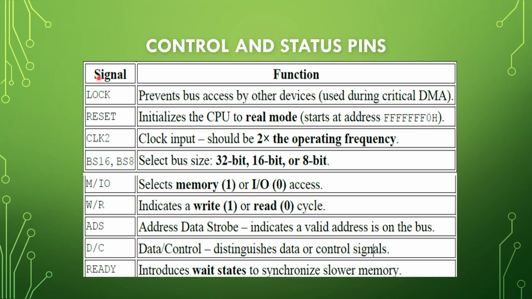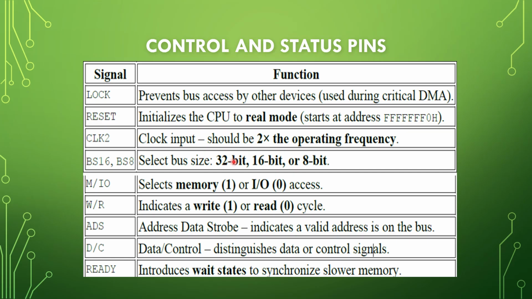As you can see in this video, these are the various control and status pins which we already discussed in the previous slide. The various signals are: lock, whose function is to prevent bus access by other devices. Next one, the reset signal, which initializes the CPU to real mode. The clock signal is the clock input; it should be 2 times the operating frequency. And BS16 or BS8 selects the bus size.